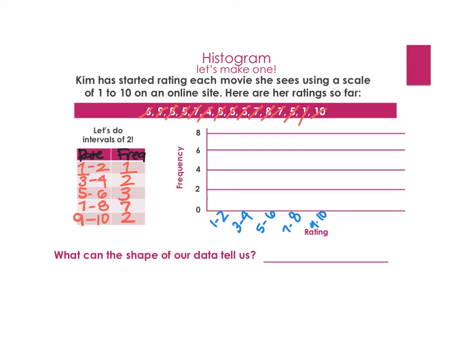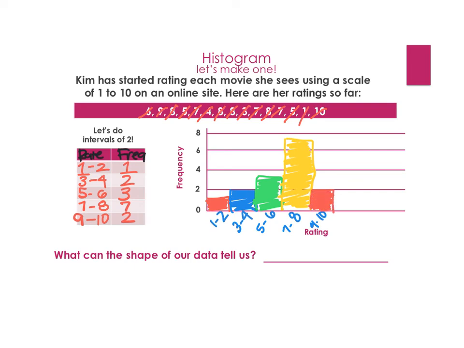So for 1 to 2, it's going to be a 1. Doesn't have to be perfect. For 3 to 4, it's 2. From 5 to 6, it's 3. Seven to 8, it's 7. And then 9 and 10, it's 2 again.